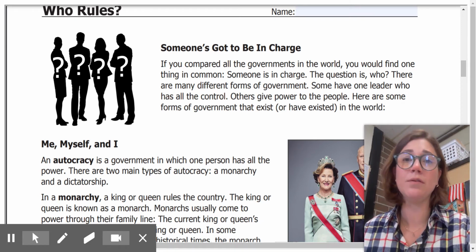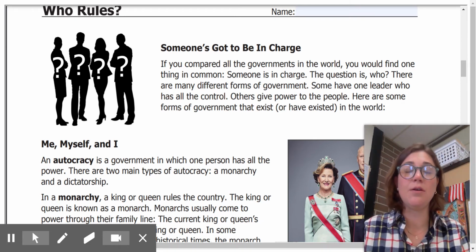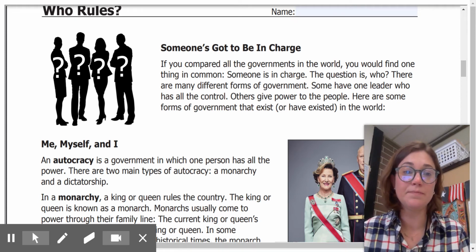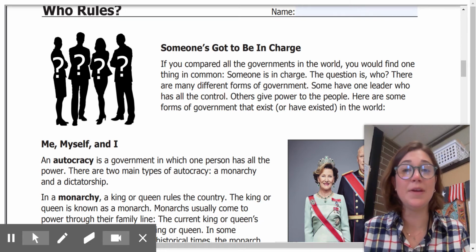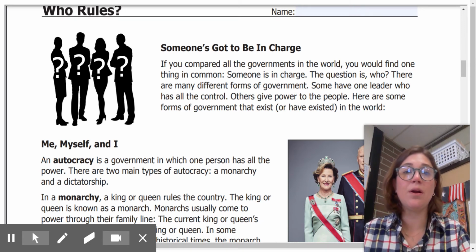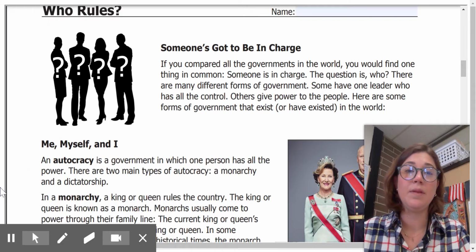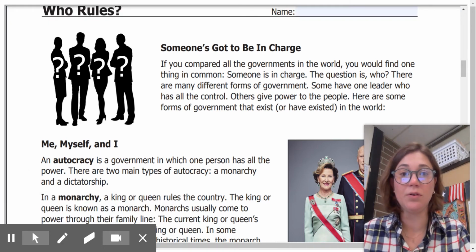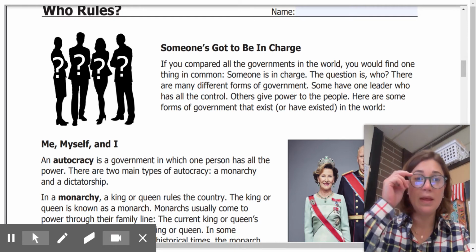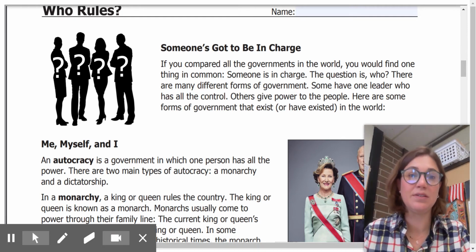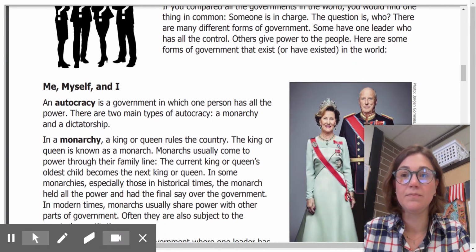You can also follow along with this reading if you printed it or opened it in another tab on the classroom. It's called Who Rules? Someone's got to be in charge. If you compared all the governments in the world, you would find one thing in common. Someone is in charge. The question is who? There are many different forms of government. Some have one leader who has all control. Others give power to the people. Here are some of the forms of government that exist or have existed in the world.